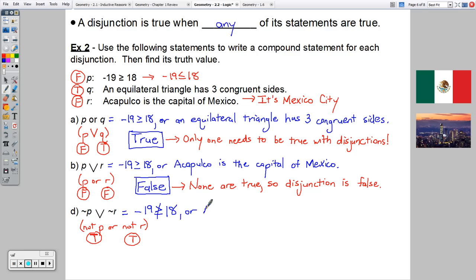Or Acapulco is not. Could you say isn't? Sure, that'd be fine too, but is not works just as well. Is not the capital of Mexico. So is this true or false? Well, if any of the statements is true, it makes it true. If they're both true, or if they're all true, it's definitely going to be true. So you got both statements true. That means the disjunction is also true.